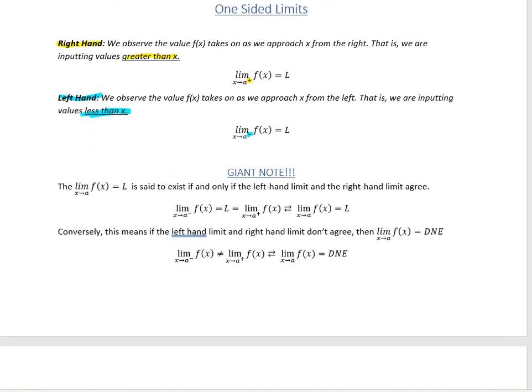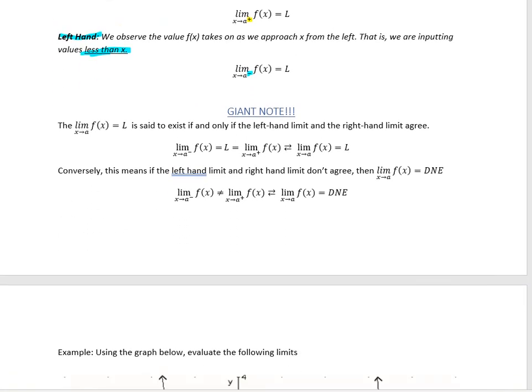Before we get any further, something really important that's going to be a reoccurring theme in this section is that we say that a limit overall, just of x approaching a, exists if and only if the left-hand side and the right-hand side are equal. Then the limit exists. Conversely, what that means is that if the left-hand side and the right-hand side don't agree, then your limit does not exist. And we'll look at some examples of that.